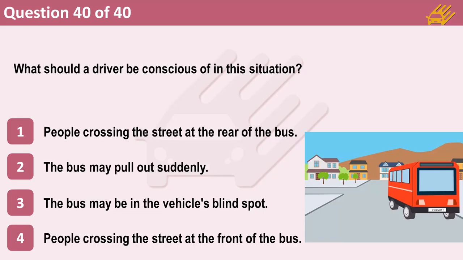What should a driver be conscious of in this situation? 1. People crossing the street at the rear of the bus. 2. The bus may pull out suddenly. 3. The bus may be in the vehicle's blind spot. 4. People crossing the street at the front of the bus.